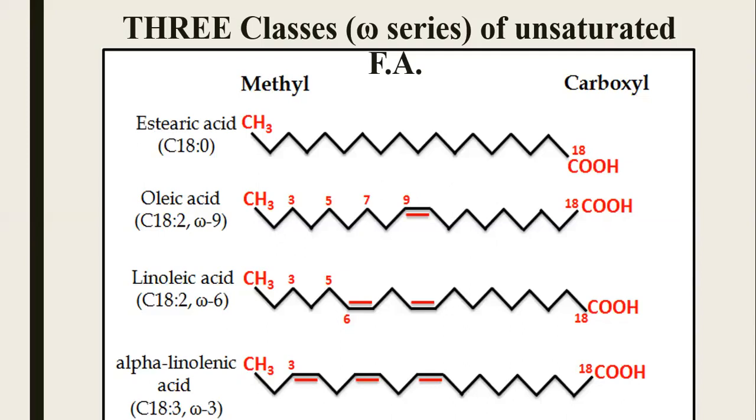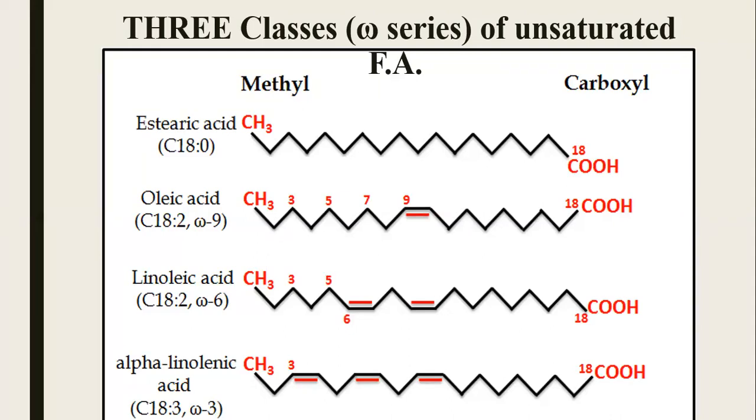For example, the melting temperature of oleic acid, which contains one double bond, is 14 degrees centigrade. But the melting temperature of linoleic acid, which contains two double bonds, decreases to -5 degrees. The melting temperature of linolenic acid, which contains three double bonds, decreases to -10 degrees.